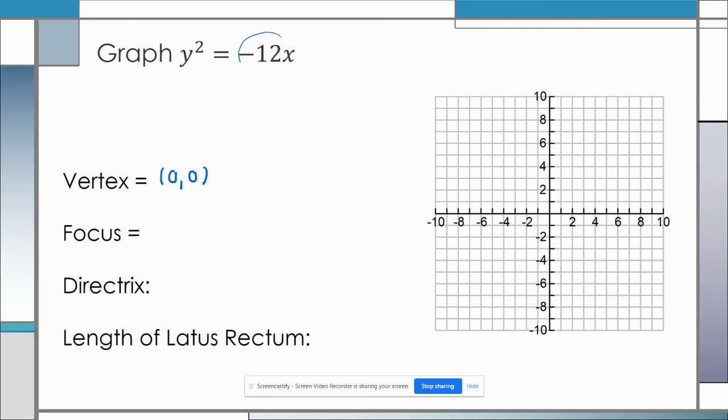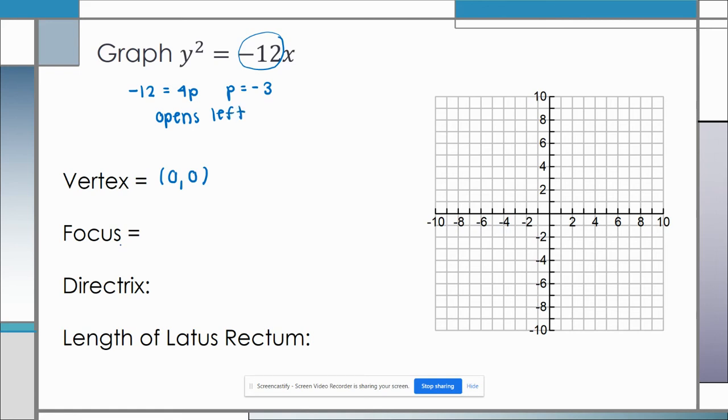So I look at the number that's in front of the non-squared term. Negative 12 is going to equal 4p. Divide both sides by 4, we get negative 3. Because my p-value is negative, that means we're either moving to the left or we're moving down. Since it's a y squared term, that means my graph opens to the left.